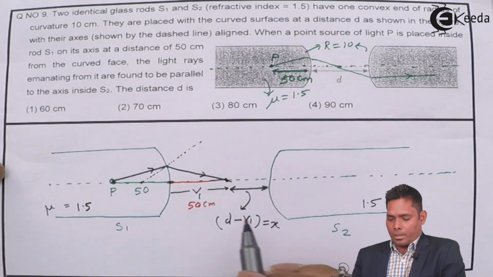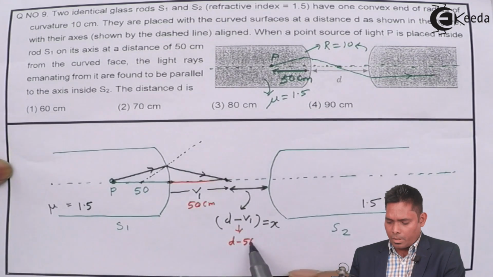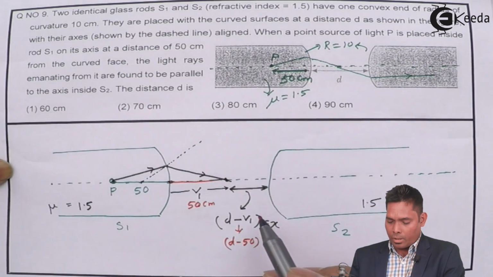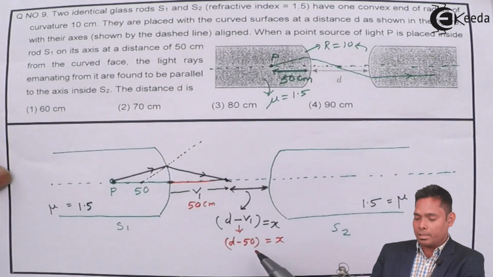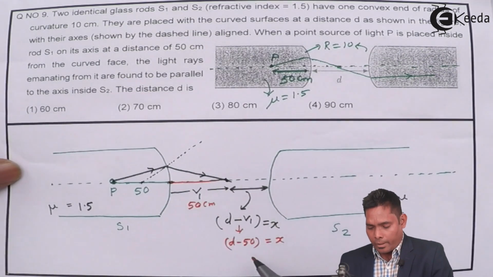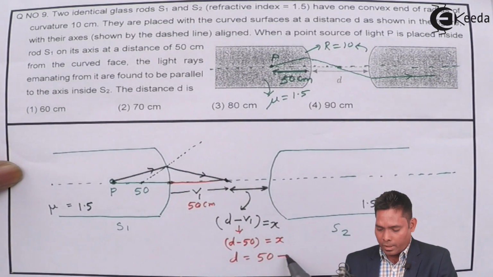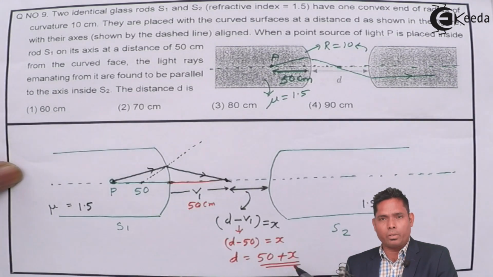50 centimeters. If this is 50, then the distance will be d minus 50, that we have taken as x. So we'll solve for x, then x will be d minus 50, and after you get x, the d value will be 50 plus x. D is 50 plus x. So we have to find actually x and put the value of x over here.